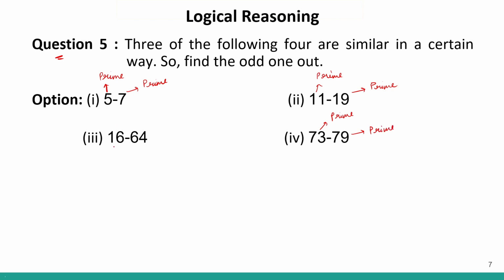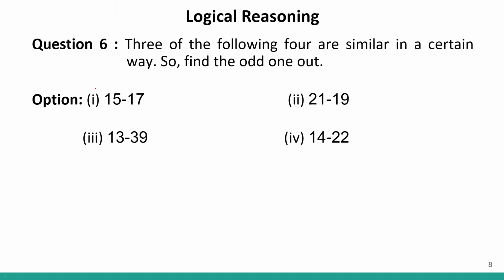But over here 16 and 64, these are both composite numbers. Correct? These are both composite numbers. They are different. Hence, my answer will be option number 3, 16 and 64. Okay?